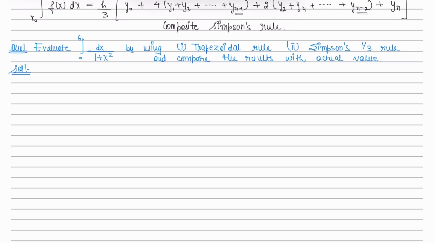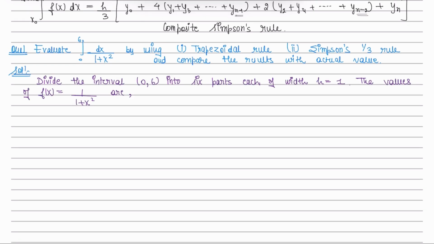The question here says to evaluate this integral using trapezoidal and Simpson's 1/3 rule, and we have to compare these results with actual values also. Let us quickly start this question. Firstly, we have to divide this interval into 6 equal parts, each of width h is equals to 1. That is the table with the values of x and y's be this.